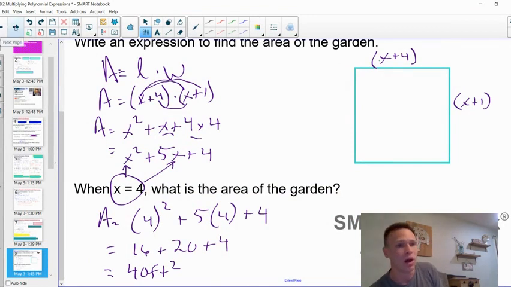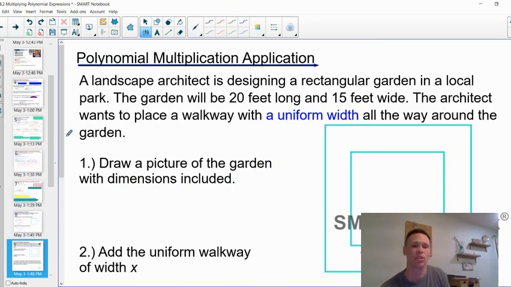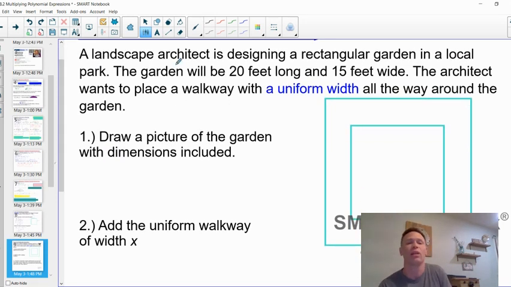Rock on. All right, we got one more application problem. This one's a little bit more tricky. You might see this coming up later, so pay attention to it. All right, landscape architect is designing a rectangular garden in a local park. The garden will be 20 feet long and 15 feet wide.